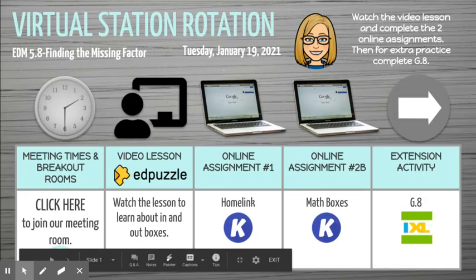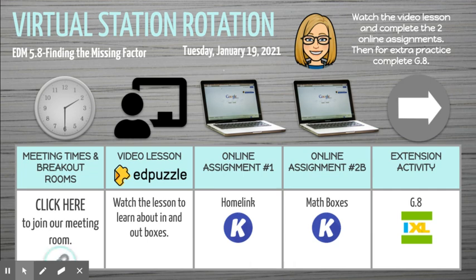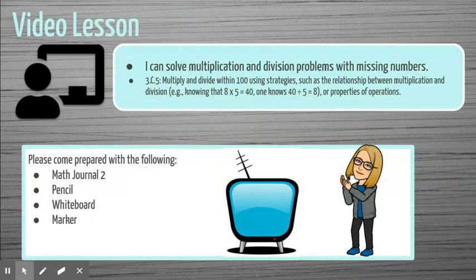Hey guys, so for today we are going to be working on Everyday Math Lesson 5.8, Finding the Missing Factor. Your activities that you will be doing are home link, the math boxes, and for the extension you're going to practice with IXL G8. So our objective for today is I can solve multiplication and division problems with missing numbers.